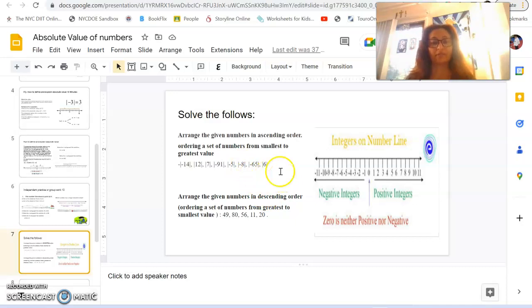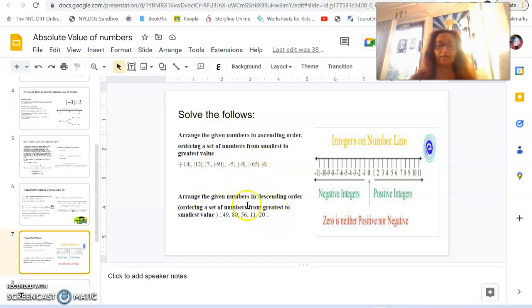Okay, after the 5 minutes pass, let's practice together. So remember, guys, I told you the number inside the absolute value bars has to be positive. So we're going to write the number first. Do not let the negative in front of the absolute value distract you. I cannot do anything about the number in front, but I can only get the number inside the bracket free. So these numbers are going to be 14, 12, 7, 91, 5, 8, 65, and 6. And we're just going to put them in order from the smallest to the highest one.